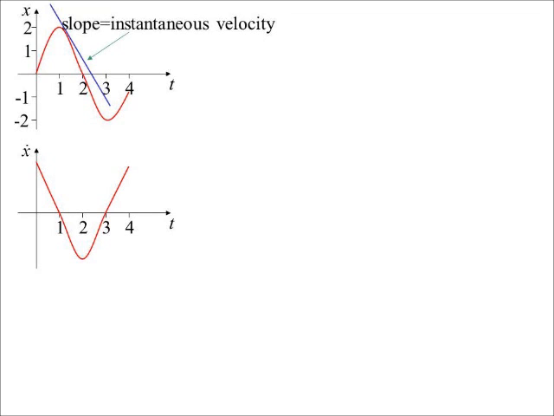Another way to think about it, I guess this sort of looks a bit like a cubic. Differentiate a cubic, you get a quadratic, and this kind of looks like a parabola. If I wanted to find the instantaneous acceleration, again, it would be the slope of the tangent at that particular point, because acceleration is the derivative of velocity.